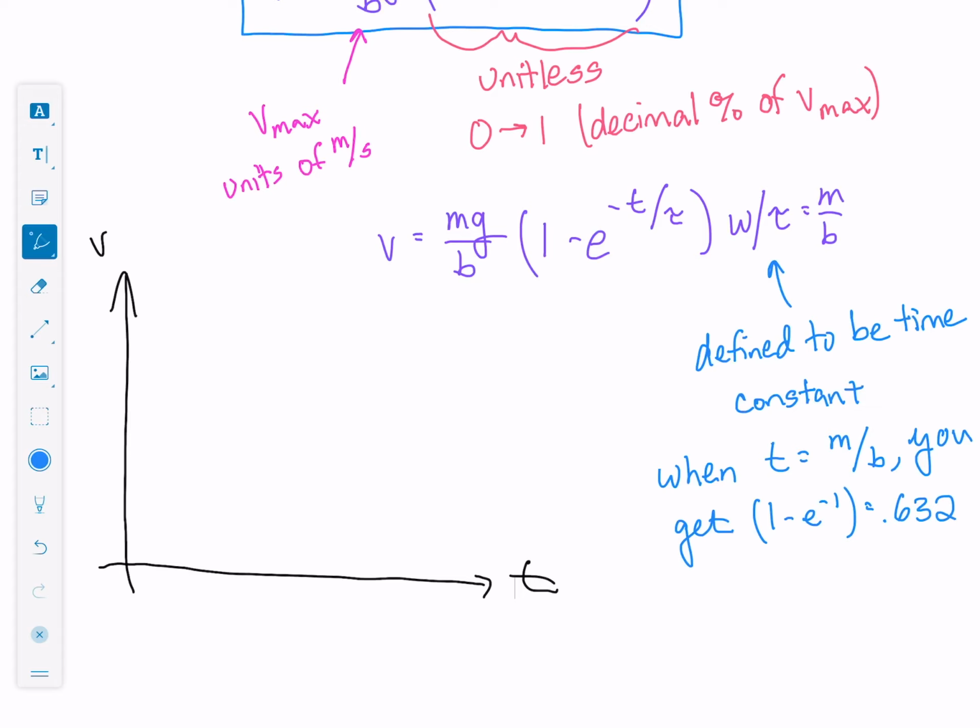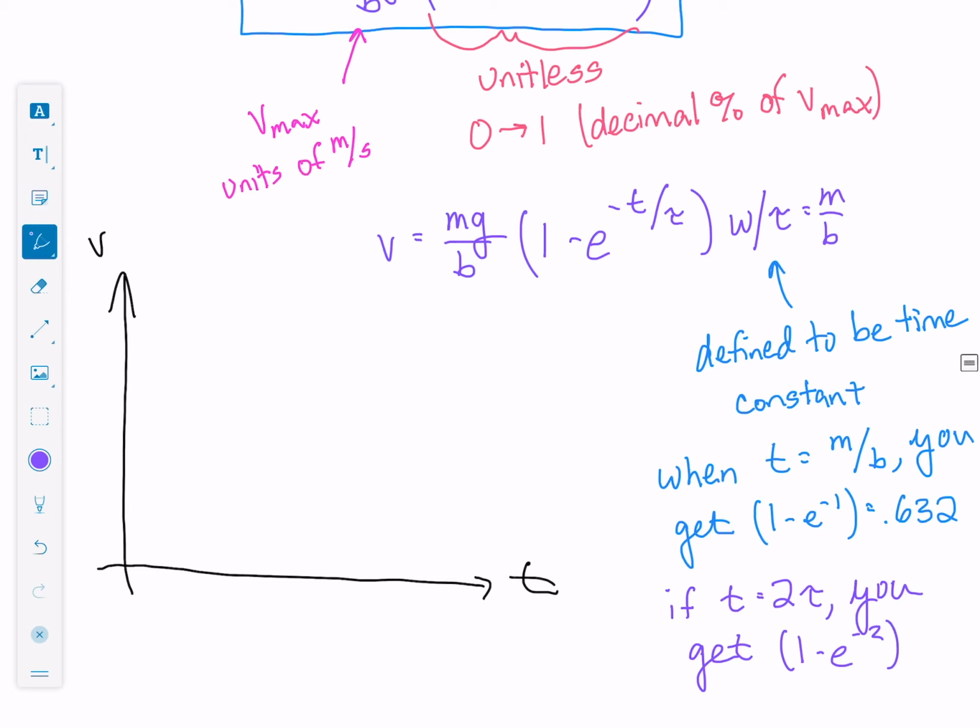Okay, what if we want to know the time of 4 seconds? If t is equal to 4 seconds, which would be twice tau, then we would have 1 minus e to the 4 over tau, which was 2, so e to the negative 2, which ends up being about 0.86. So it would be 86% of the max velocity.